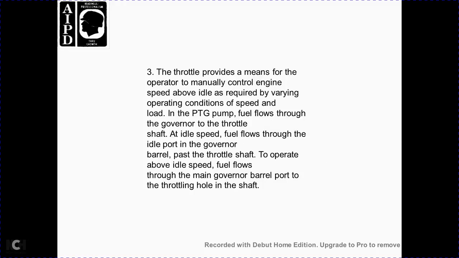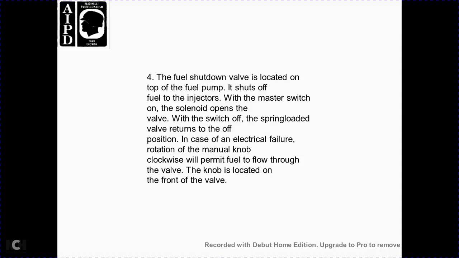Pressurized time and gear pump fuel flows through the governor to the throttle shaft. The idle fuel flows through the idle port of the governor barrel and the path of the throttle shaft that operates above idle speed, with the full flow through the main governor barrel port and the throttle hole in the shaft. The fuel shutdown valve is located in the top of the fuel pump.